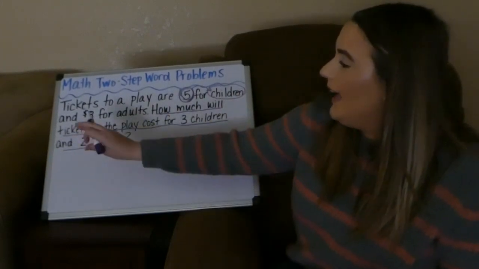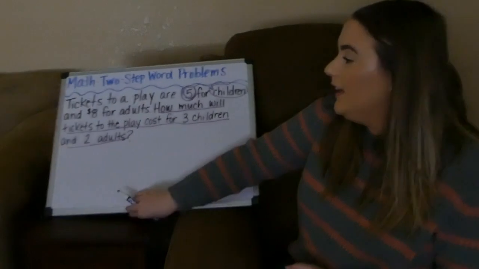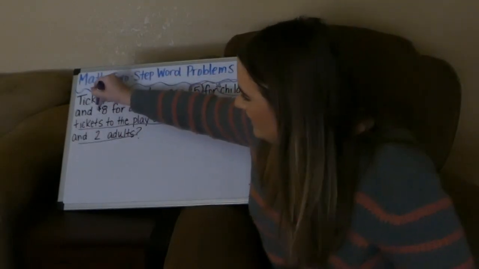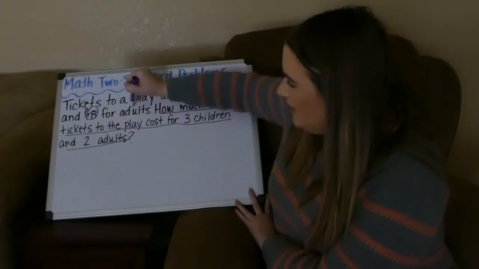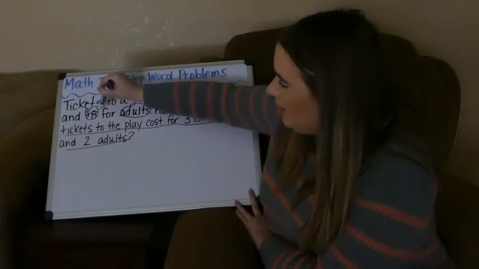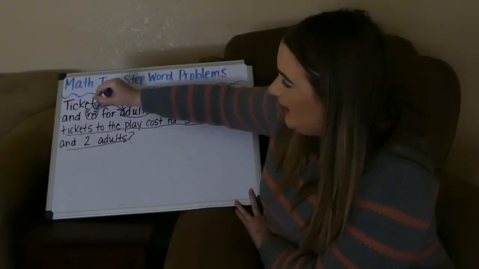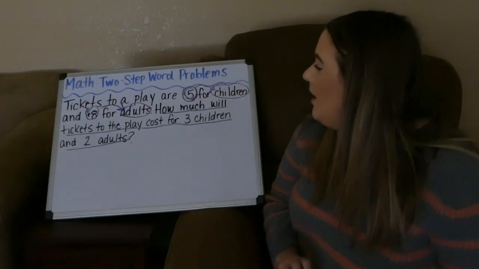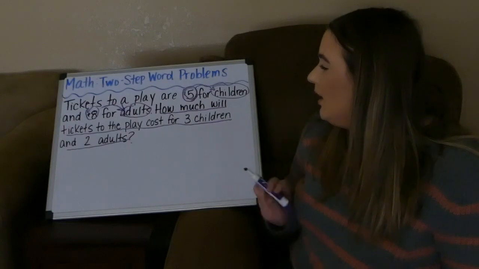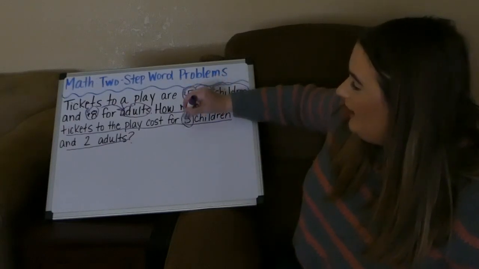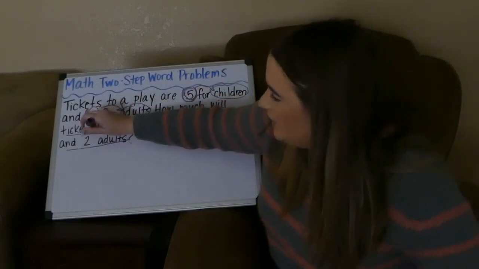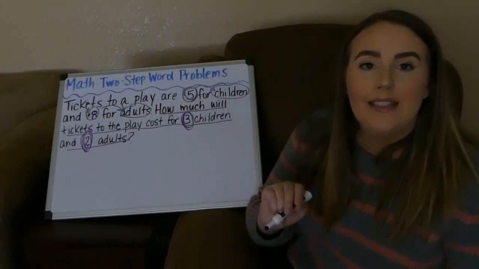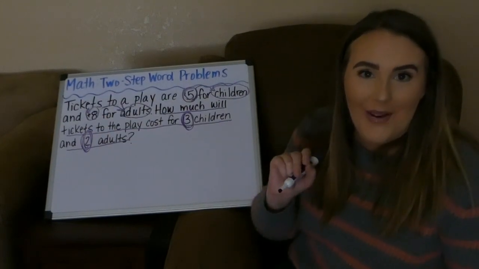Keep reading. $8 for adults. So here, I'm going to do the same thing that I did for my children. I'm going to circle the 8. I'm going to circle the adults. And I'm going to draw an arrow because it's $8 for my adults, okay? Now, how much will tickets to the play cost for 3 children and 2 adults? So now we get into solving the problem, okay?